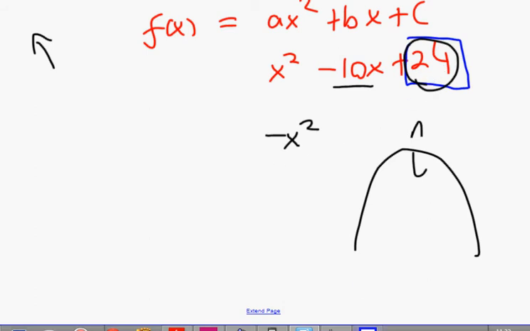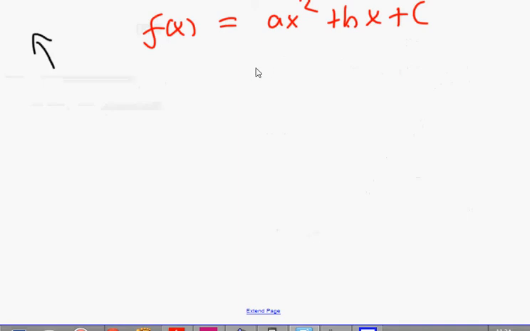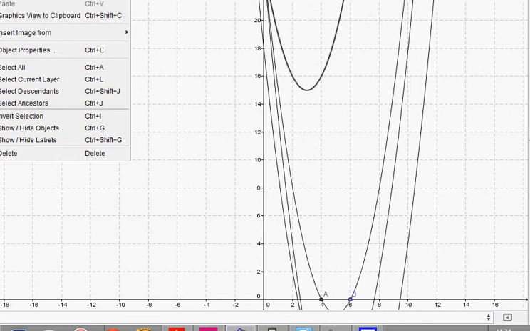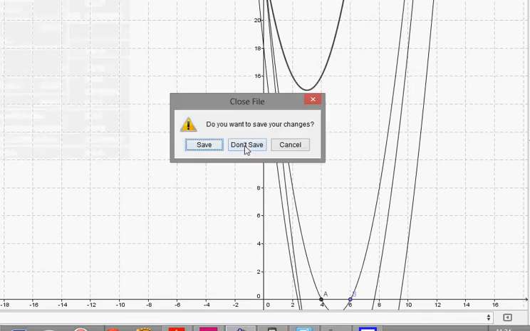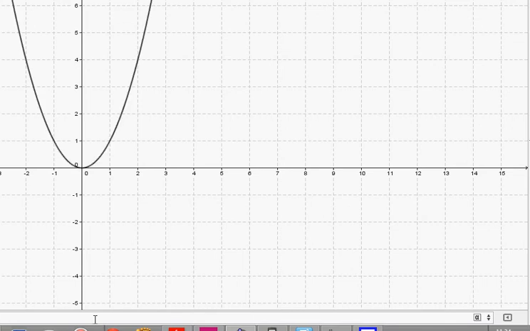Is that okay? Let me rewrite a new example, where we could say f of x equals x squared, and then we could try 3x squared. So let's try this out. New, don't save. So I'm just going to say y equals x squared. N-shaped graph, y equals 3x squared.